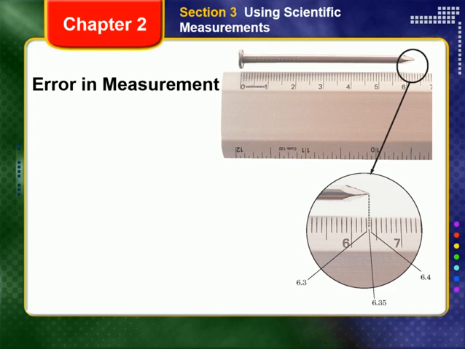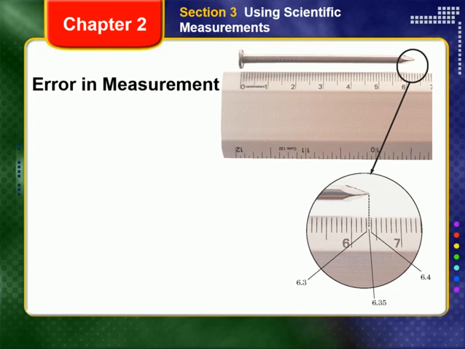For example, you can tell that the nail in the figure on the screen here is definitely between 6.3 and 6.4 centimeters long. Looking more closely, you can see that the value is halfway between 6.3 and 6.4 centimeters. However, it is hard to tell whether the value should be read as 6.35 centimeters or 6.36 centimeters. The hundredths place is thus somewhat uncertain.